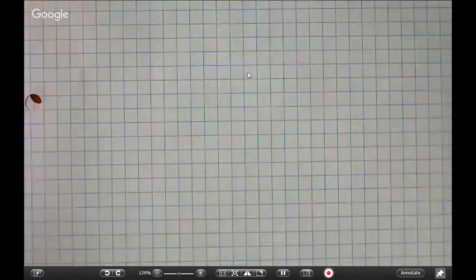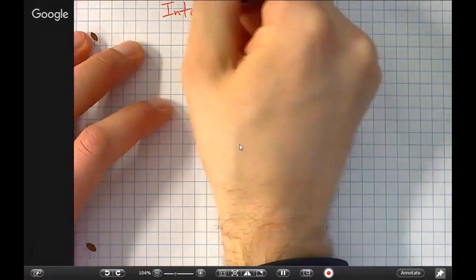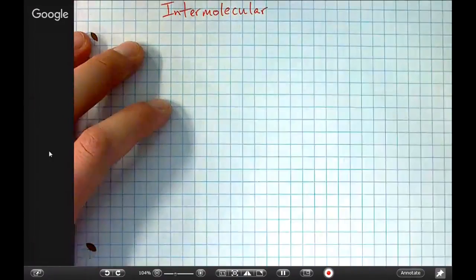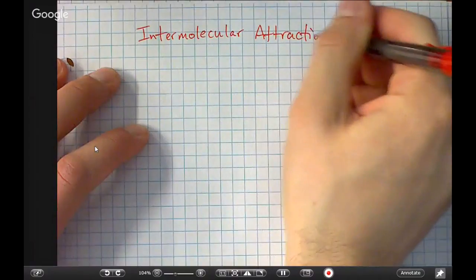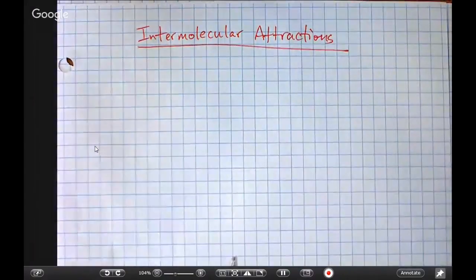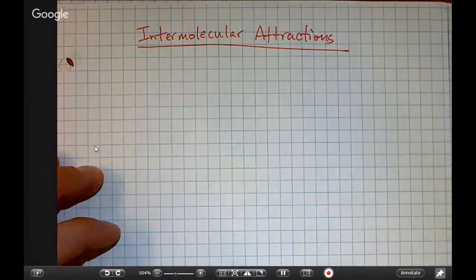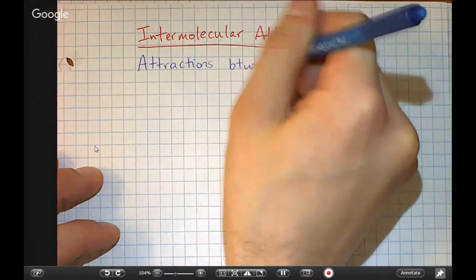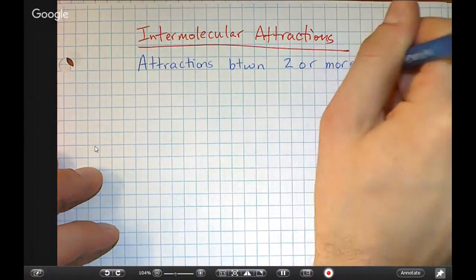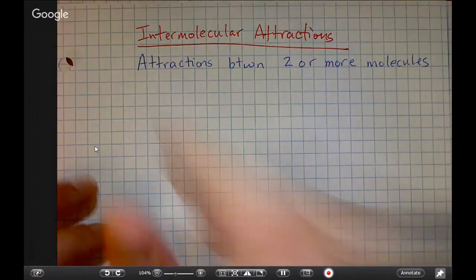All right. So intermolecular attractions, the way we define it, they're attractions between 2 or more molecules, and we actually get this from the name.